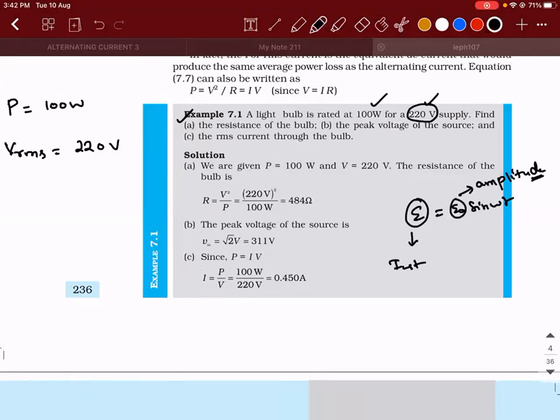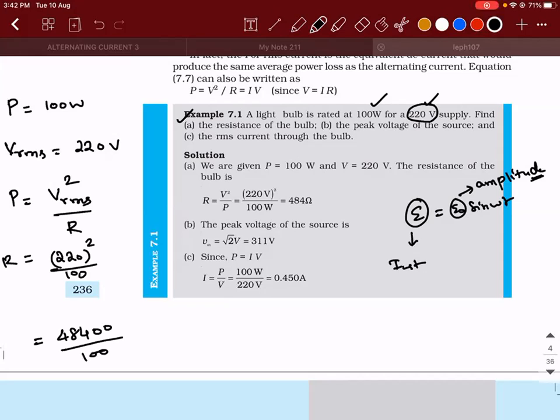Find the resistance of the bulb. So power is equal to, can I write it as V RMS square divided by R? Right. So R will be equal to VRMS square, which is 220 square, divided by power, which is 100. So what will you get? 48400 divided by 100. It will be 484 ohm.